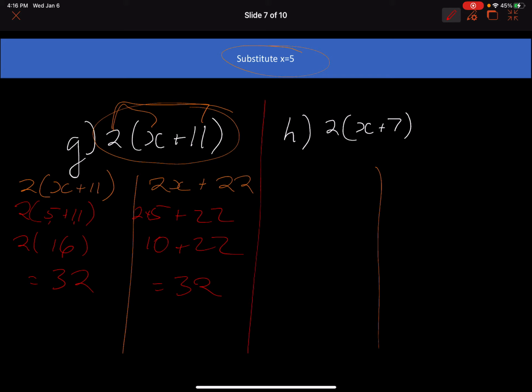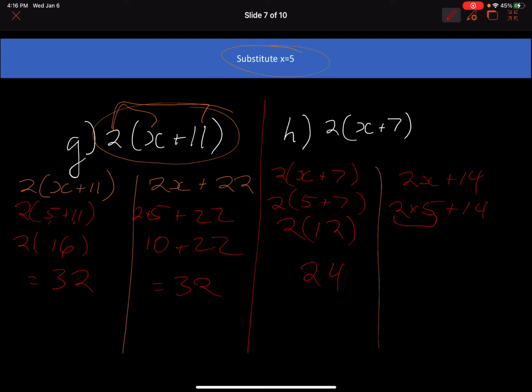All right, over here, I have 2x plus 7, and then over here I'm going to have 2x plus 14. And now I'm going to sub in my 5. So this is going to be 12 times 2, which is going to be 24. And then here I have 10 plus 14, and that is going to be 24.